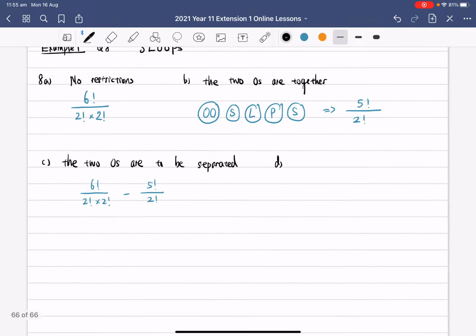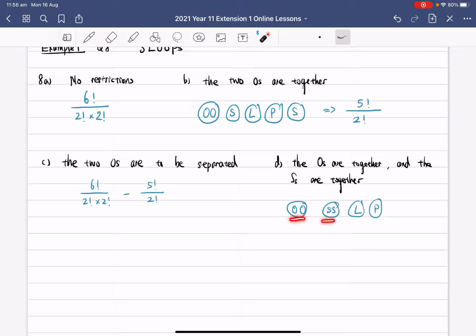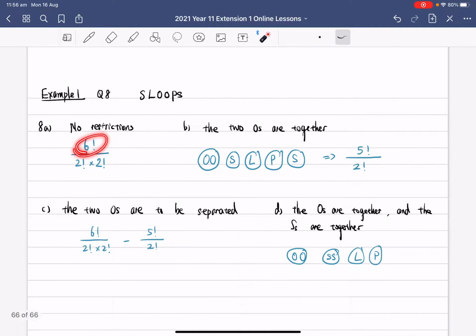Part D. What about if the O's are together and the S's are together? We're going to make sure that both O's and S's are staying together. So this is very similar to part B. We've got O and O joined together, S and S joined together, and then we just do the remaining ones, L and P. So that's 1 and 2. In that case, we're grouping them as 4 groups, instead of 6 groups. If we have 4 groups, then the arrangement is just equal to 4 factorial.